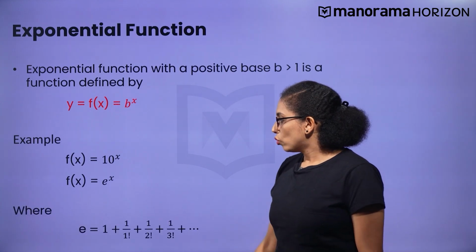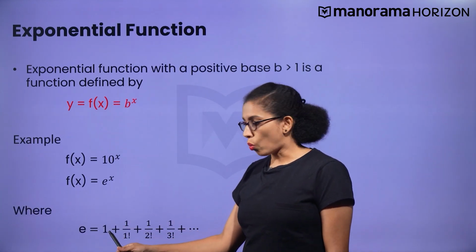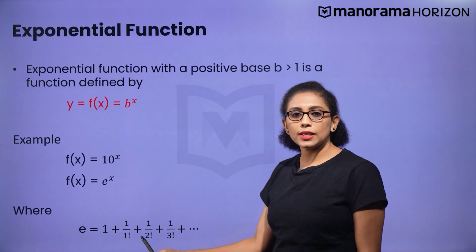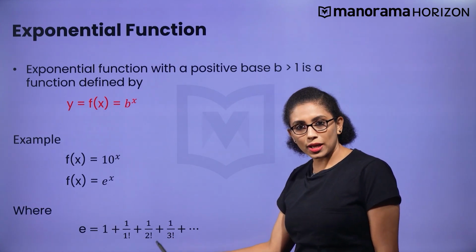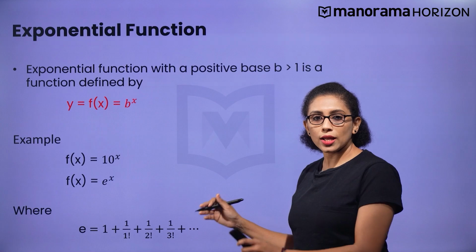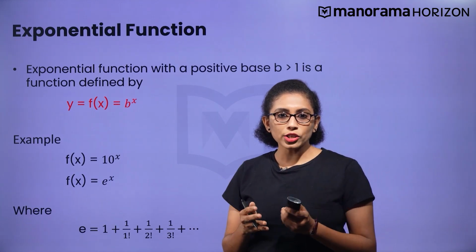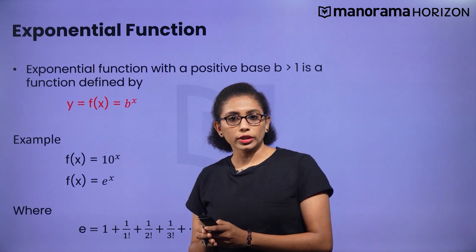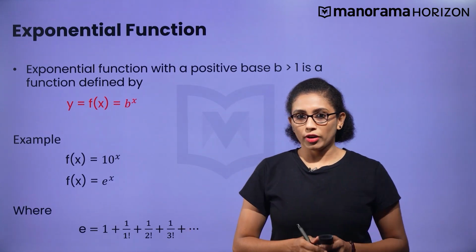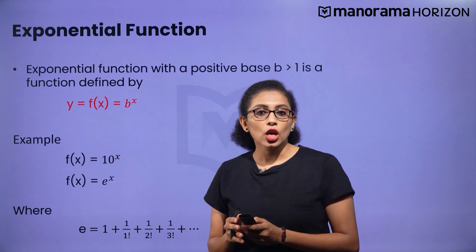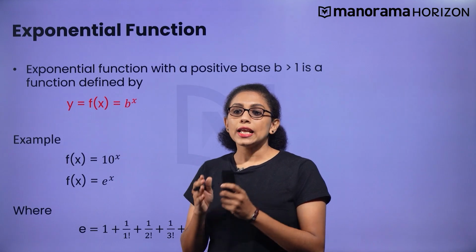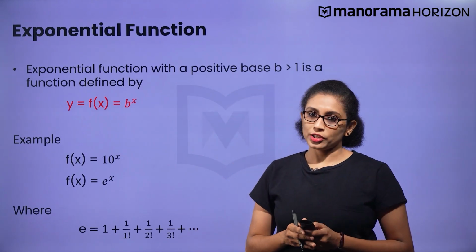What is e? e is equal to 1 plus 1 by 1 factorial plus 1 by 2 factorial plus 1 by 3 factorial and so on. The exponential function with base 10 is called the common exponential function. The exponential function with base e is called the natural exponential function.